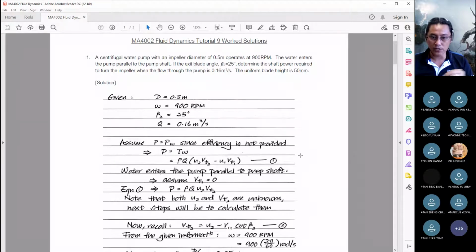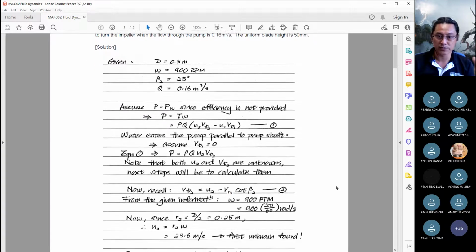If we want to relate, because if you think about it, this is the shaft power, isn't it? Because of the torque of the shaft and the angular velocity of the shaft. But since we assume P equals PW, by definition P equals PW equals rho Q into U2 Vt2 minus U1 Vt1. This formula we've covered in the lecture slides, so I hope it's not too alien to you. It should look familiar to you.